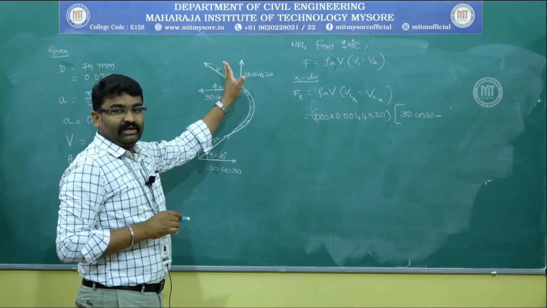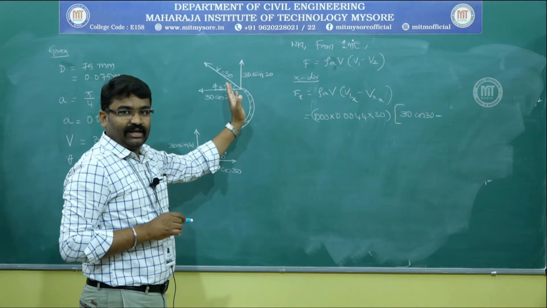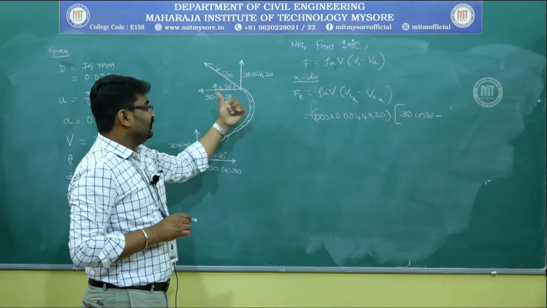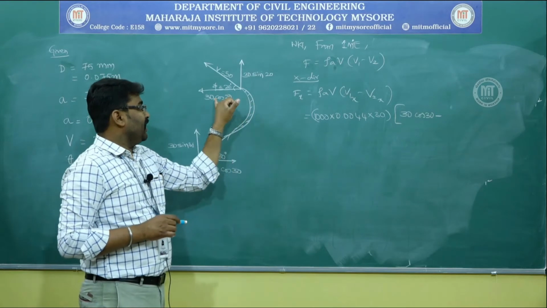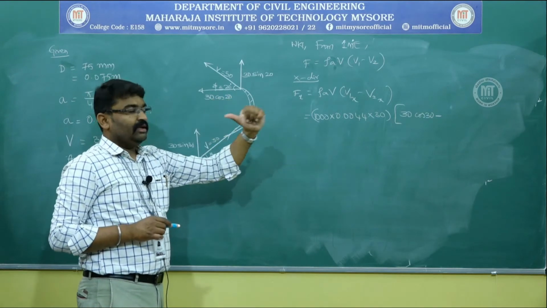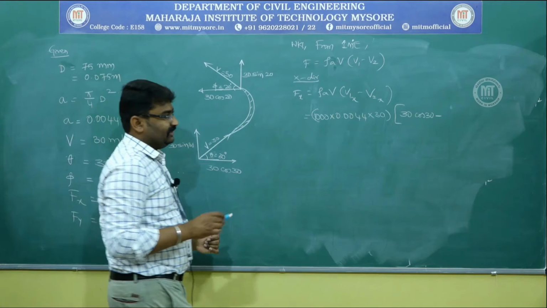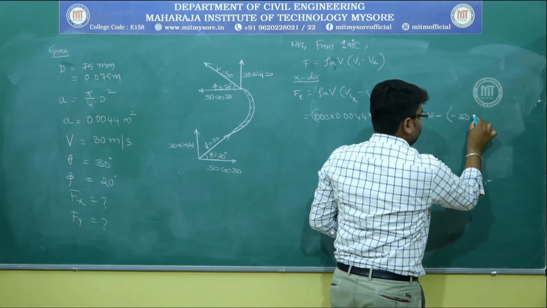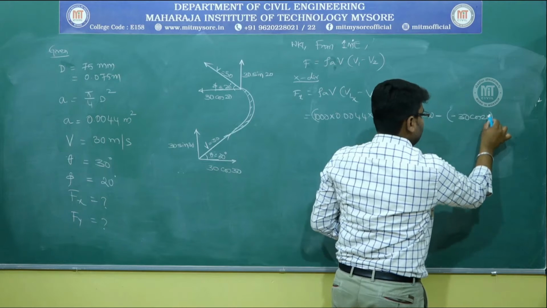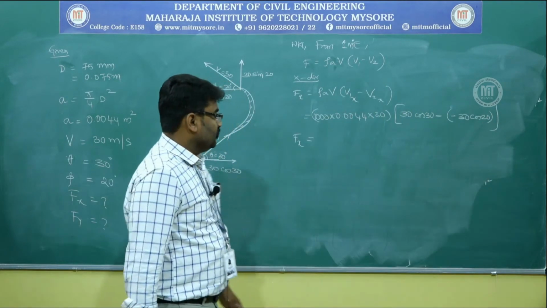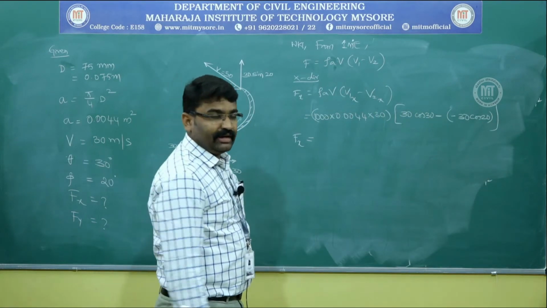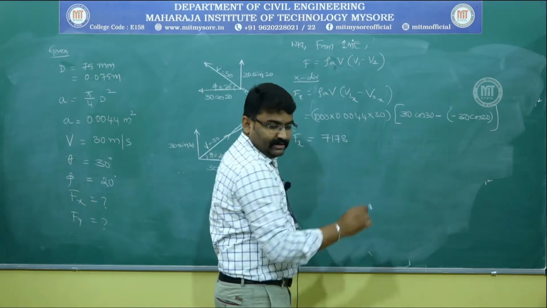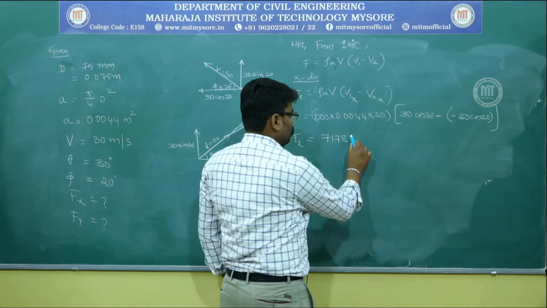Again, the final velocity was neither in the horizontal nor in the vertical direction. So, again that was resolved, and the horizontal component magnitude was 30 cos 20, but moving in the negative x direction. So, this is minus 30 cos 20. On simplification, you will get Fx as 7178.2 Newton.